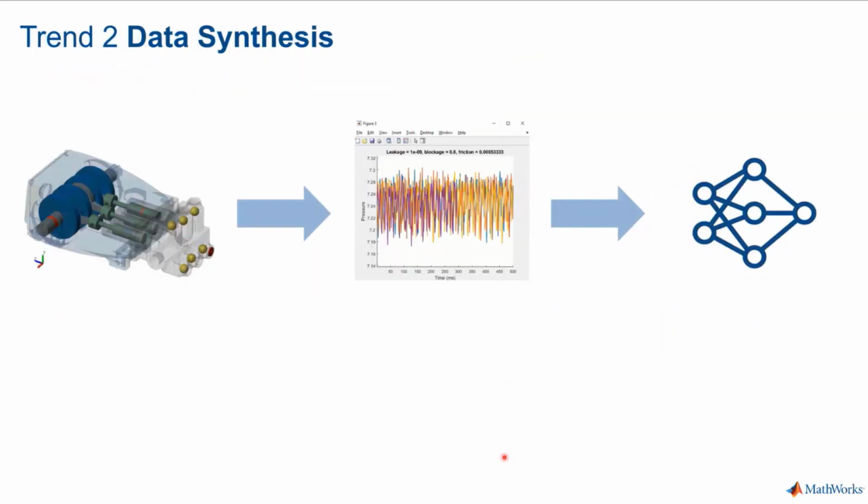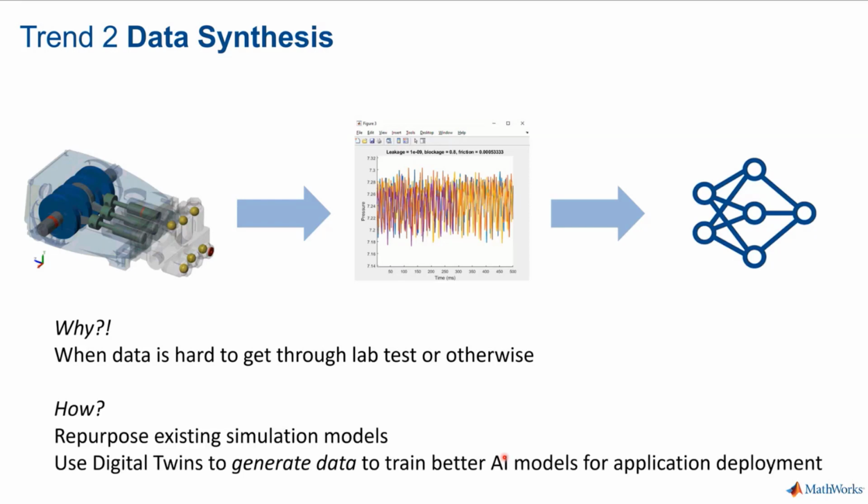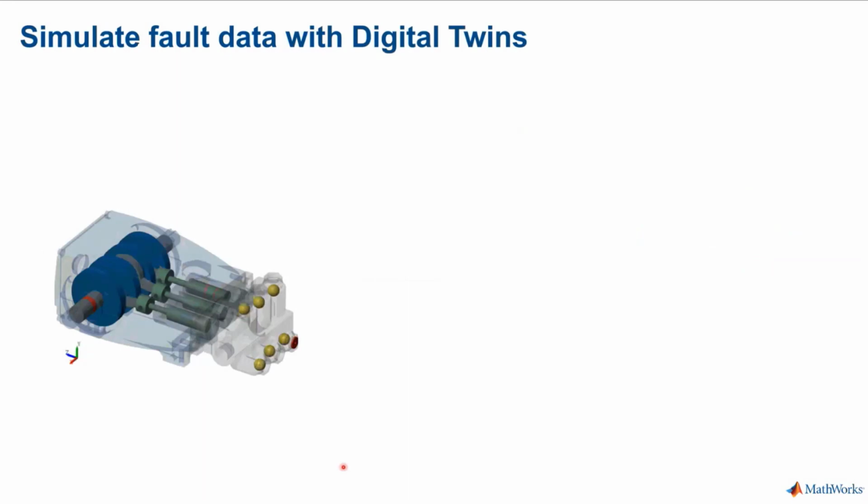The second trend, data synthesis. So that's the one which is a little bit special, where you generate data for AI models. And why would you want to do that? It's when data is hard to get through lab tests or otherwise. And how you can do that is by repurposing existing simulation models and using digital twins to generate data to train better AI models for application deployment. So, for instance, you could simulate fault data with digital twins.